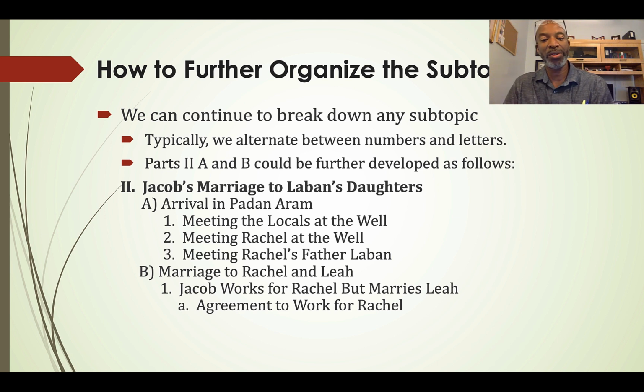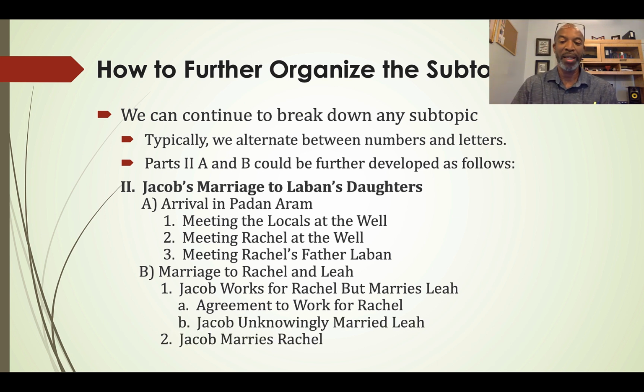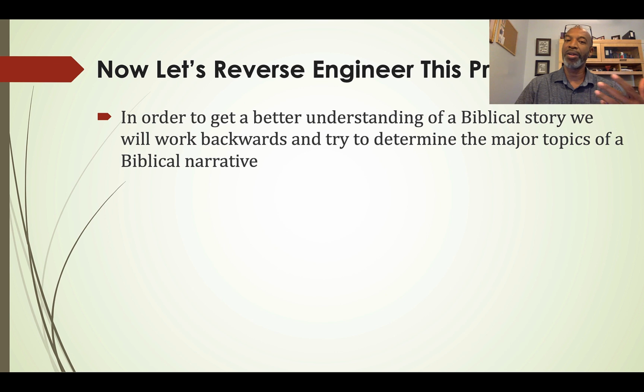So he could go to agreement to work for Rachel, and then how Jacob unknowingly married Leah. Okay, so those could be points A and B under how Jacob worked for Rachel and Leah, and then point number 2 could be how Jacob married Rachel. Okay, so as you can see, the outline is a great tool.